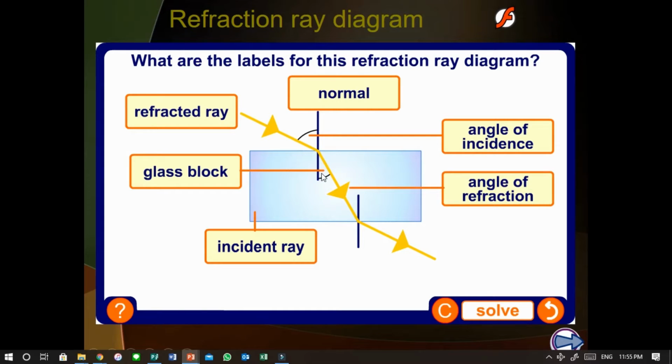Note the angle of incidence is not equal to the angle of refraction. It's not the same as the law of reflection, where the angle of incidence equals the angle of reflection. This is refraction, not reflection. So your incident ray comes in, and then the ray is refracted, and the angle changes, and it goes right through. You are totally responsible for being able to label something like this on your test. No pressure. I'll give you some time to copy that down.